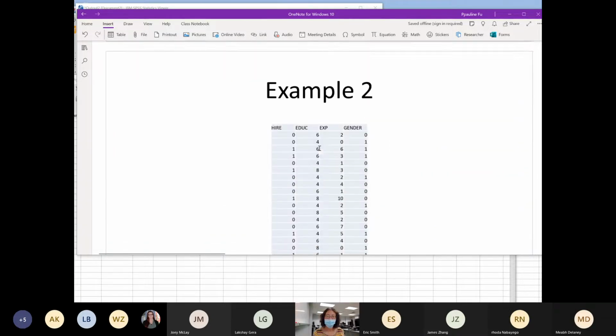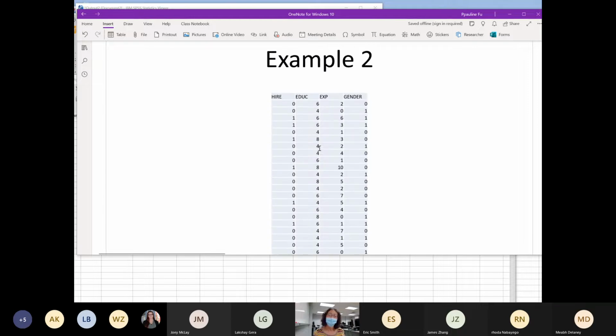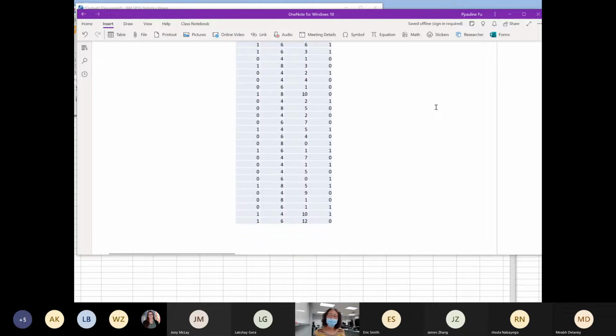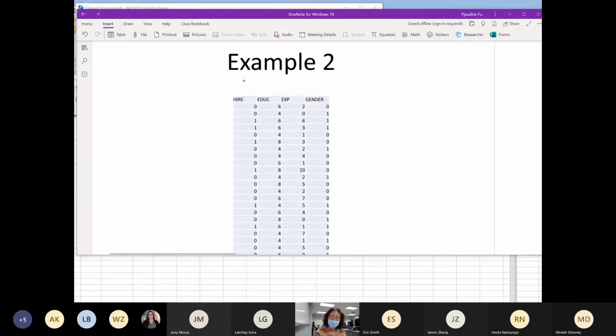So this is example 1. And example 2. This is the data in example 2. We have one dependent variable y. The output for y is either 0 or 1. So 0 means not hired. 1 means hired. This is a human resource process, hiring people, okay? Based on their education X1, years of experience X2, and gender.